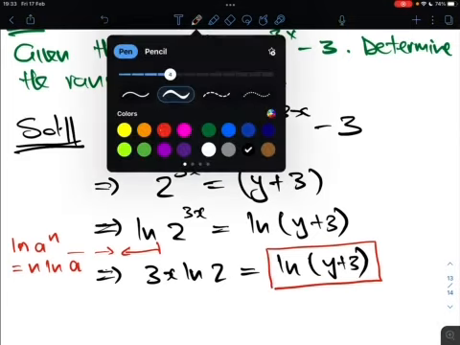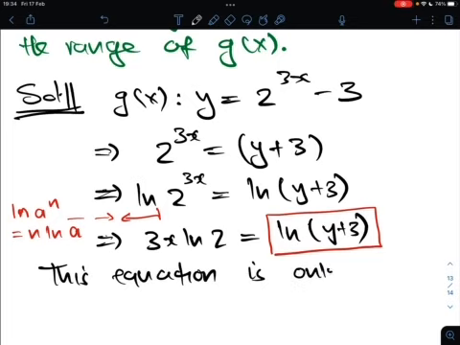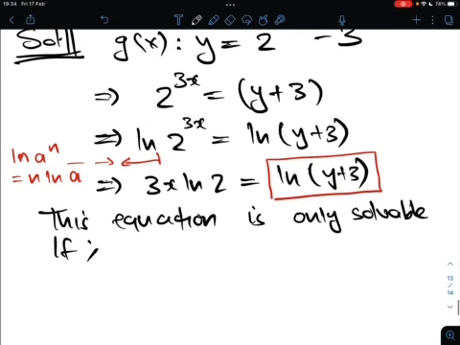Now what do we know about a logarithm? We know that a logarithm will always give something out when the argument is positive. But when it's 0 or negative, you can't actually get anything out. You see that? So therefore, this equation is only solvable if y plus 3 is greater than 0. Otherwise, if y plus 3 was 0, it's undefined, or if it's negative, it's undefined. So this implies in this case y is greater than minus 3.